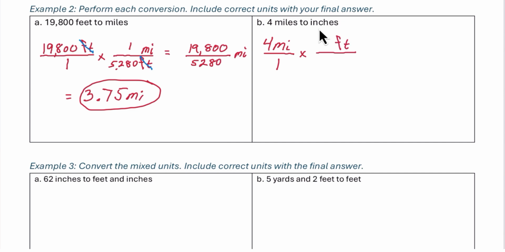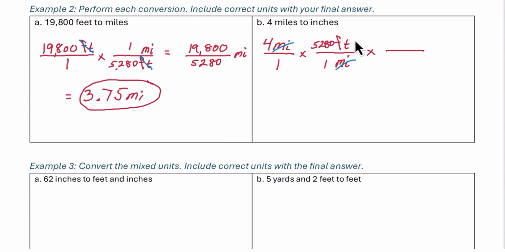We'll put feet in the numerator and miles in the denominator. And now we need to throw in the numbers here. We know that 1 mile is 5,280 feet. Notice now the miles will go away, leaving us with feet. But we don't want feet, we actually want inches. So we need to multiply again by another funny looking 1.